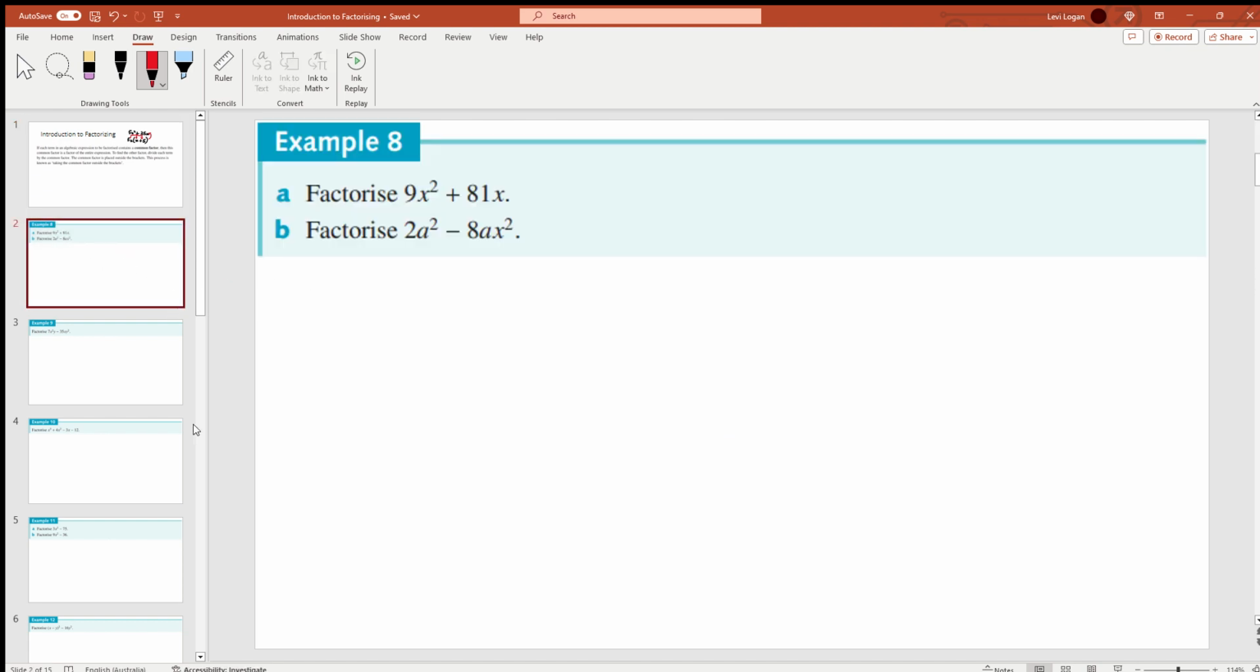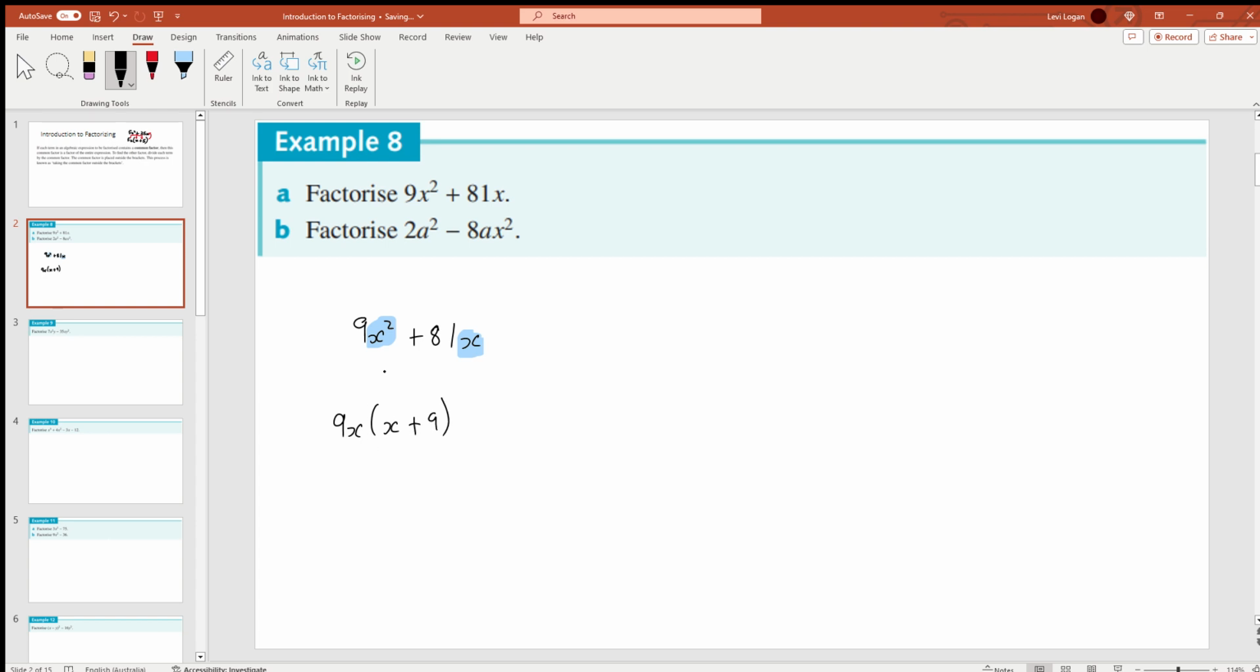So for example, example 8, factorize 9x squared plus 81x. So we'll just write it here. And let's see what's common in there. So 81 is divisible by 9, so straight off the bat, I know 9 can get taken out. And I also see there's an x here and there's an x here, so I can take that out as well. So let's just try 9x. If I take that out, what I'm going to be left with is x. And here, if I were to multiply 9x by something, it has to be 81x, so that has to be positive 9.